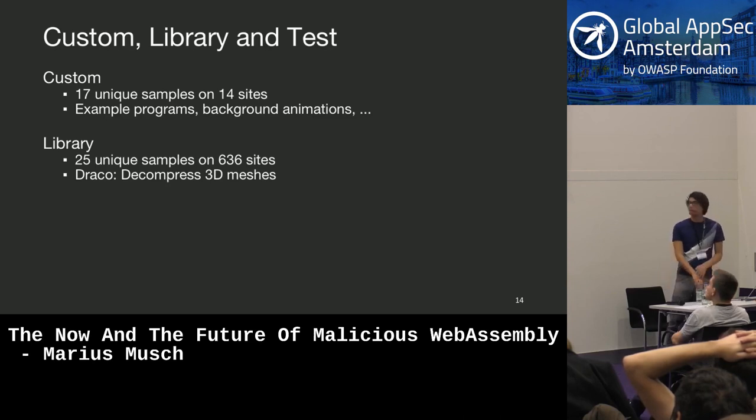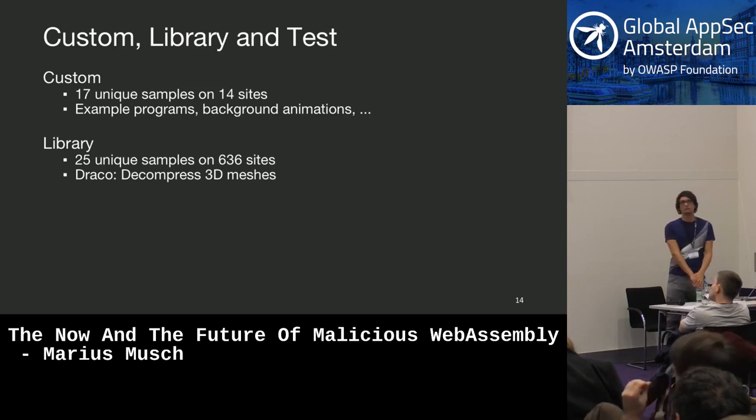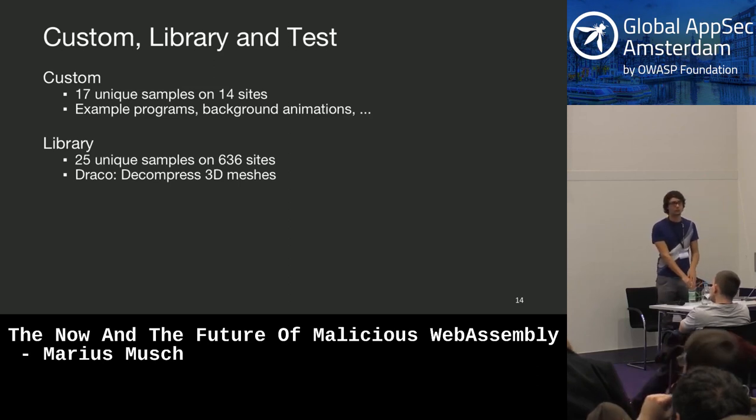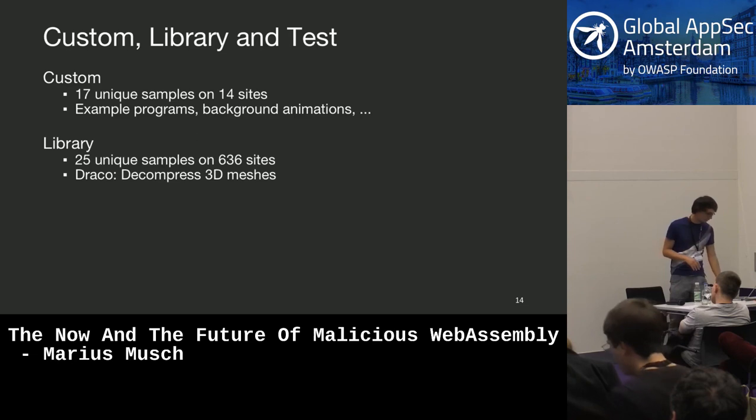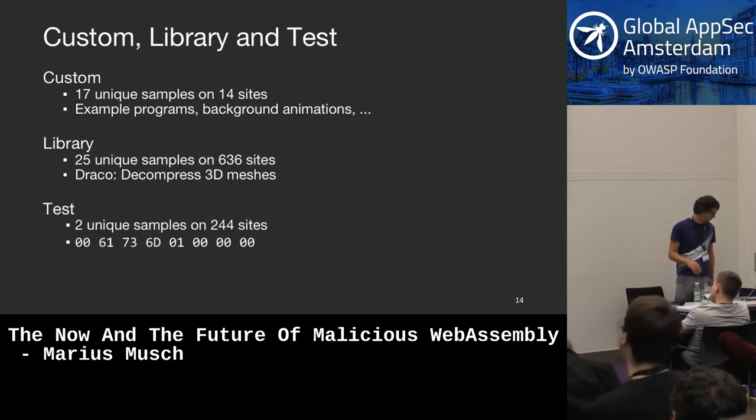Then I found out that there were a few libraries which were used on many sites. For example, the Draco library is about decoding 3D models, and you might not even be aware that you're using that. You include some library from GitHub on your page, and under the hood it uses WebAssembly, but it's not like some developer said, oh, I want to try this cool WebAssembly now, and I will include it. No, it's just some third-party dependency. So also not that interesting.